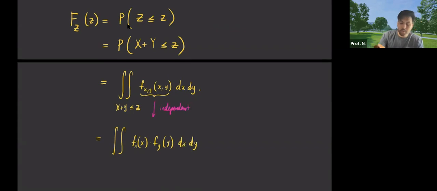Now, because they're independent, the joint distribution can be separated as a product. So due to independence, we can write this as f of x multiplied by f of y, the marginal density functions.